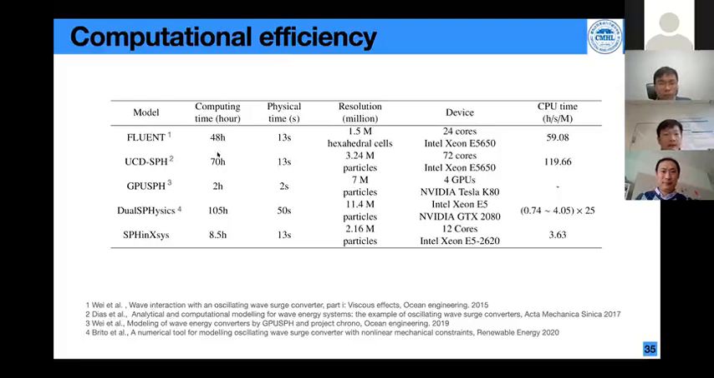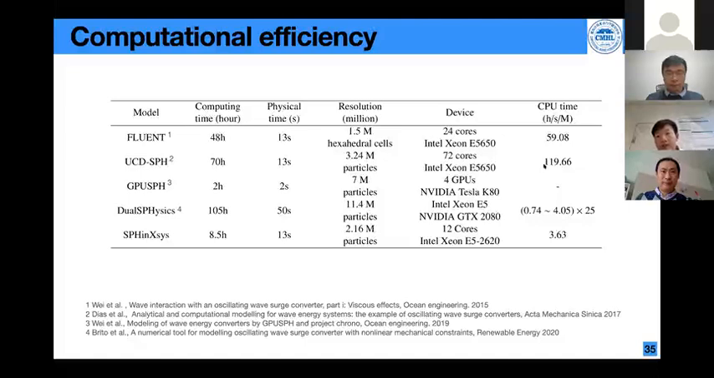And this is the computation time for several physical times. This is the number of the corresponding cells or particles. And this is the information of the device. For comparison, we normalize the computing time by the physical time and also by the number of the particles or cells. As we can see here, for 1 second physical simulation with 1 million particles, Fluent required about 60 hours of CPU time. And this is the result of a UCD SPHinXsys code.